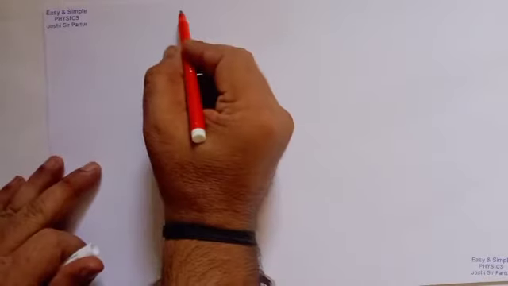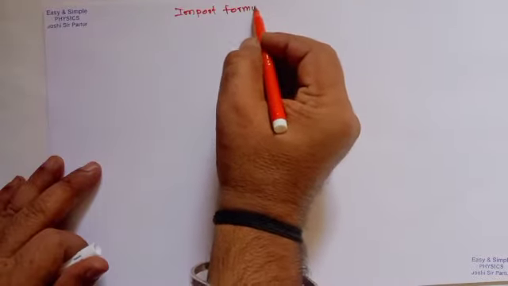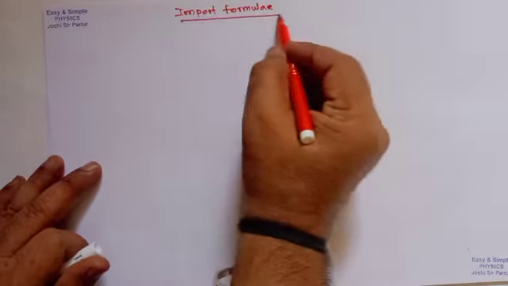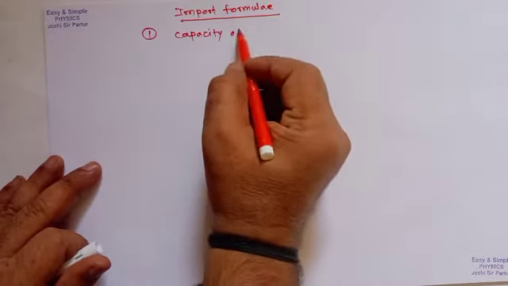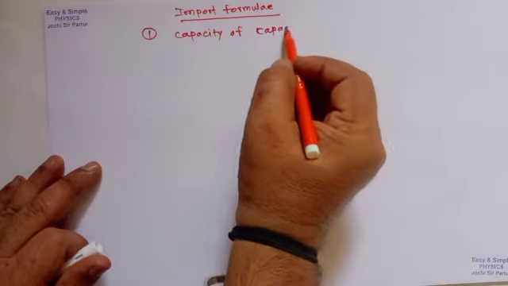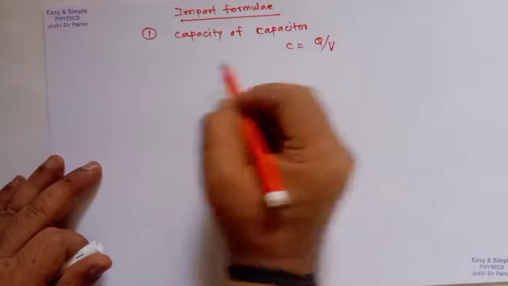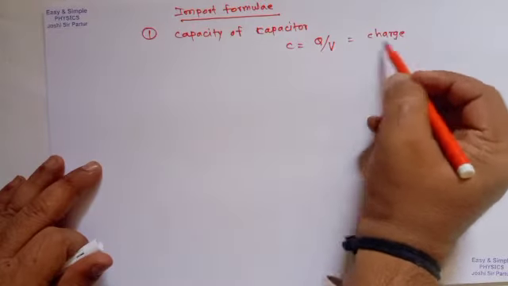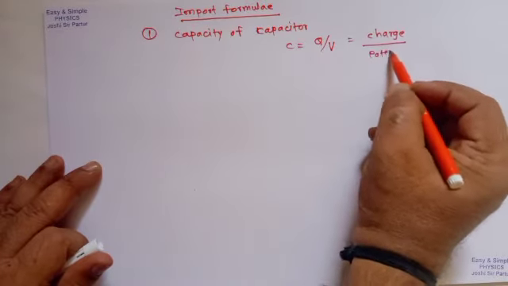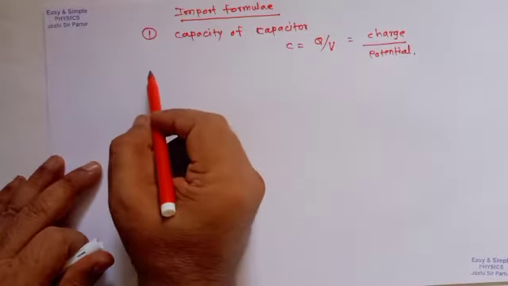In this chapter we have seen some important formulas which can be useful. First, the capacity of a capacitor, that is C equal to Q upon V, where V is the potential difference, meaning charge upon potential difference or potential. That is the first formula.